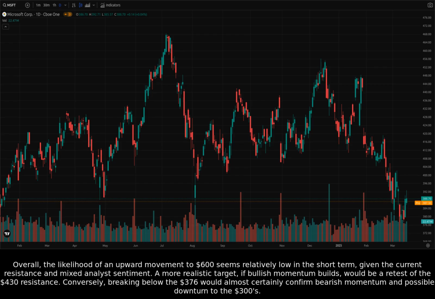Overall, the likelihood of an upward movement to $600 seems relatively low in the short term, given the current resistance and mixed analyst sentiment. A more realistic target, if bullish momentum builds, would be a retest of the $430 resistance. Conversely, breaking below the $376 would almost certainly confirm bearish momentum and a possible downturn to the $300s.